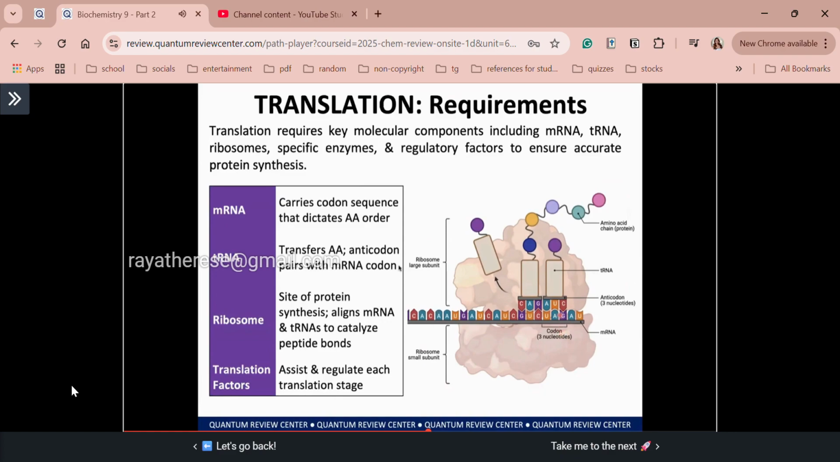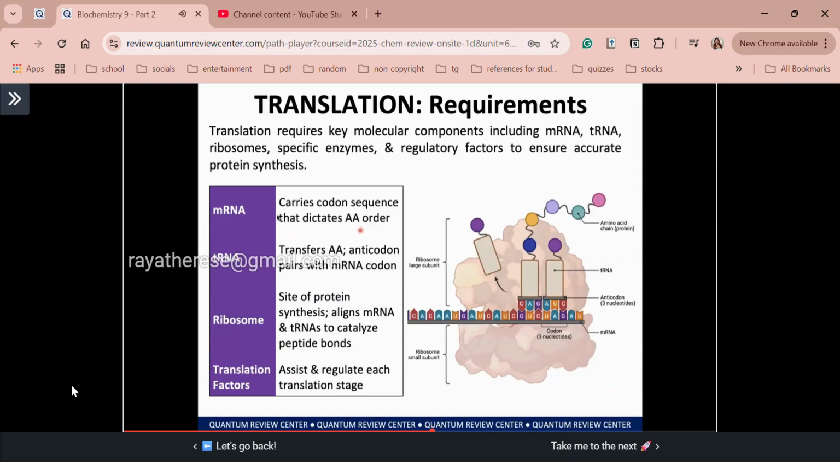And in your tRNA, we have your specific anticodon, which will bind with your codon via your Watson-Crick base pairing, diba? And your tRNA serves as your delivery molecule in order to deliver your amino acid to your site ng protein synthesis. Class, again, the codon and anticodon pairing allows accuracy. Alright? So class, let's check. Again, si mRNA, it carries the codon sequence that dictates the amino acid order.